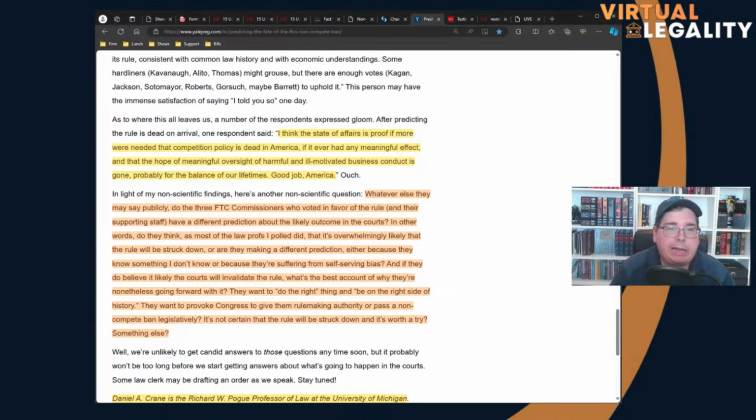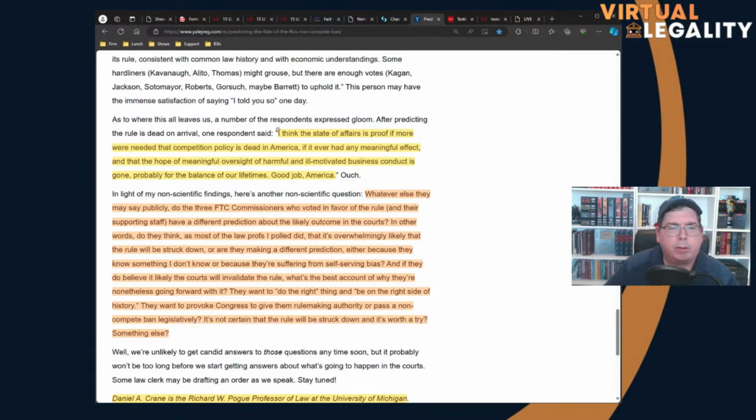I think the state of affairs is proof, if more were needed, that competition policy is dead in America, if it ever had any meaningful effect, and that the hope of meaningful oversight of harmful and ill-motivated business conduct is gone, probably for the balance of our lifetimes. Good job, America. So that's some commentators here for this particular article.